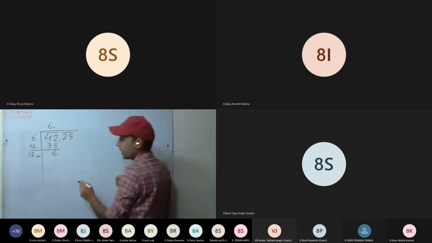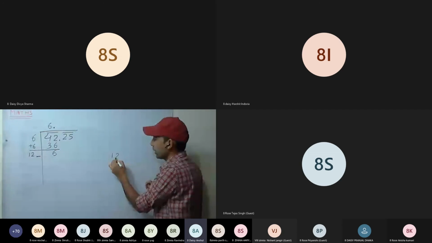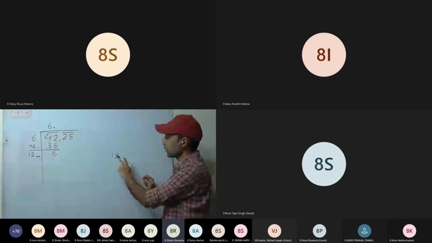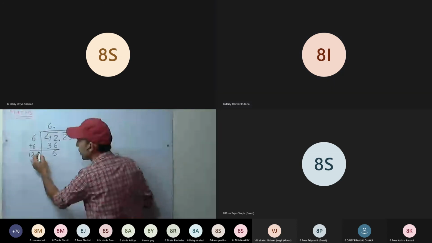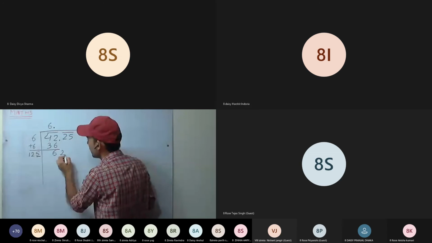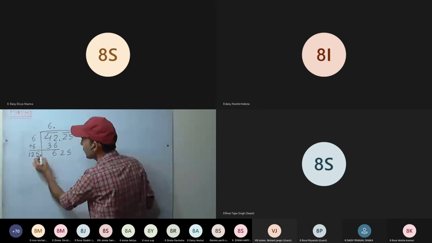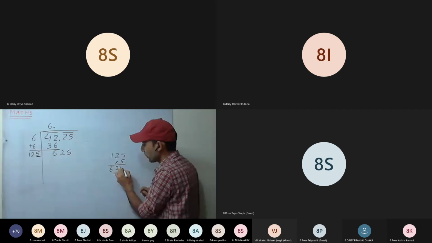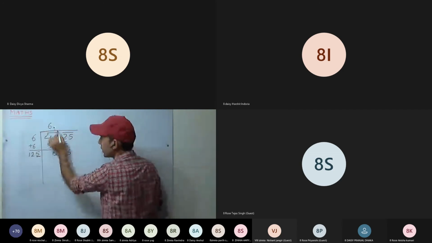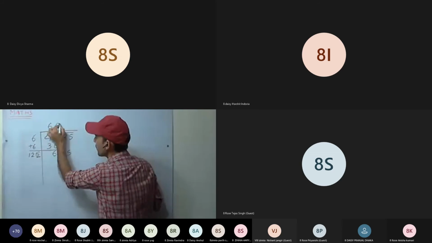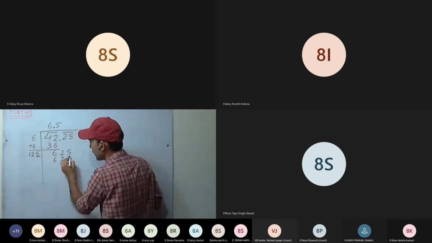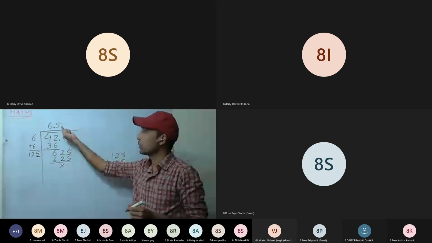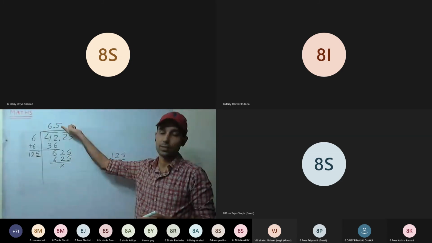Now what digit must come here? 5. We can check here. How have we done 5? 125 into 5, it will be 625. So the decimal we have already put. Now 5, 625. Remainder 0. So what is the square root? 6.5.